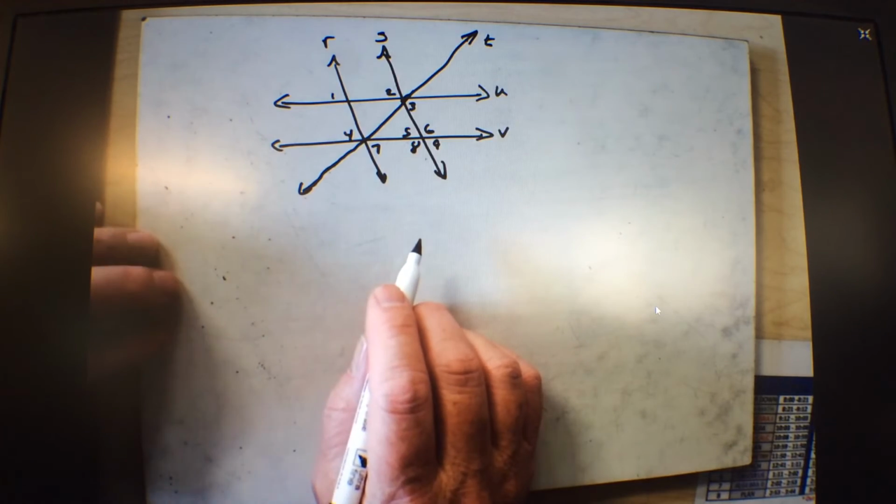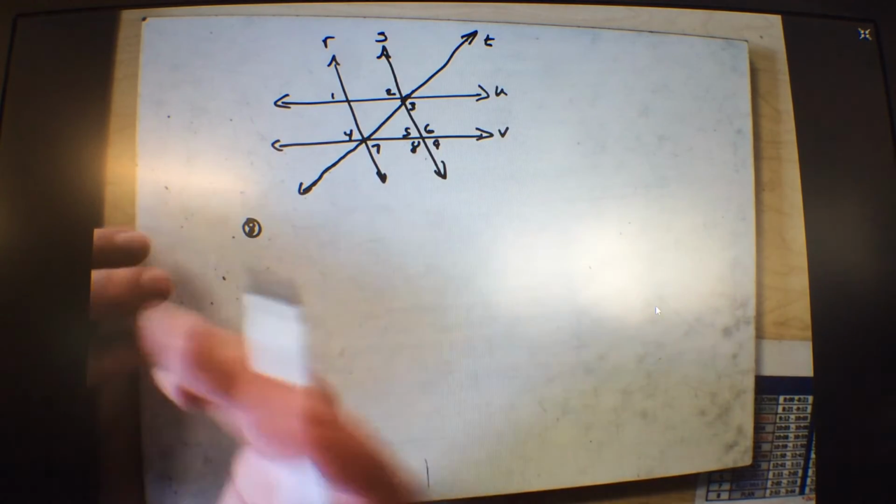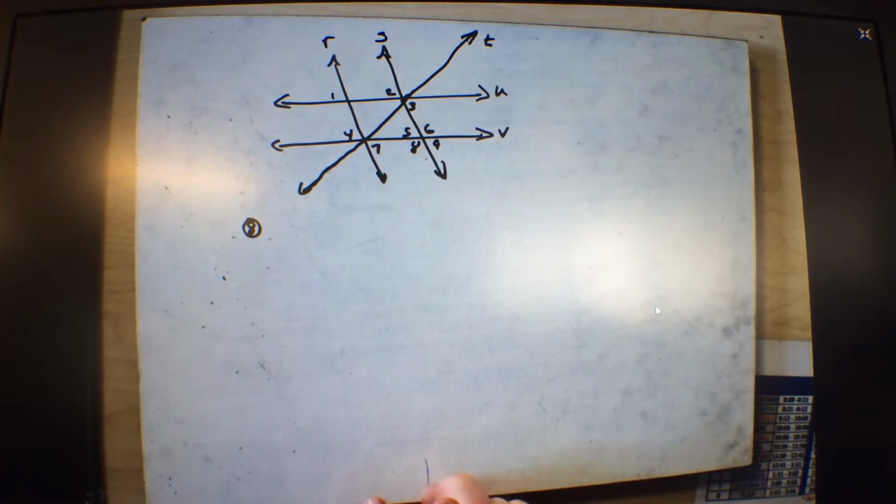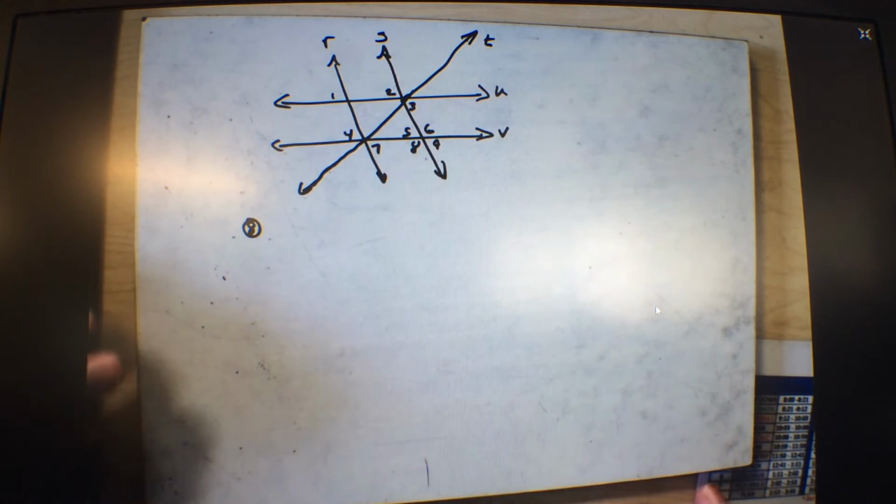Alright, we're gonna do 8 through 22, so we'll just start with 8. The directions say, given the following information, determine which lines, if any, are parallel. State the postulate or theorem that justifies your answer. Most people don't have trouble with the lines being parallel, they have trouble with the postulate or theorem, right?